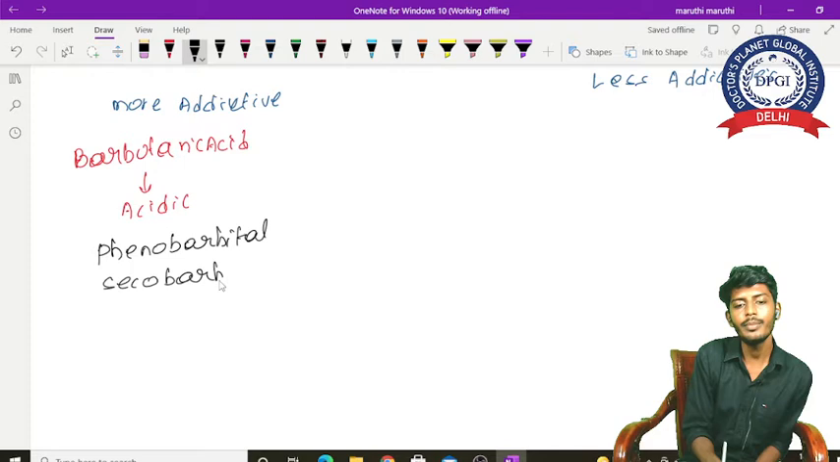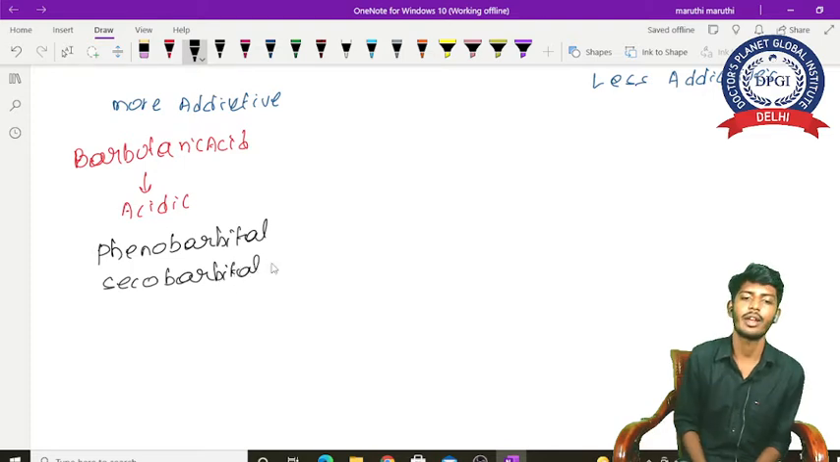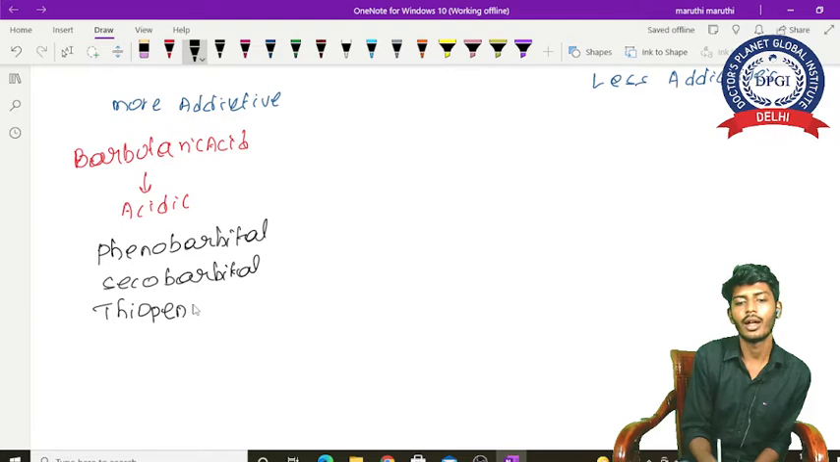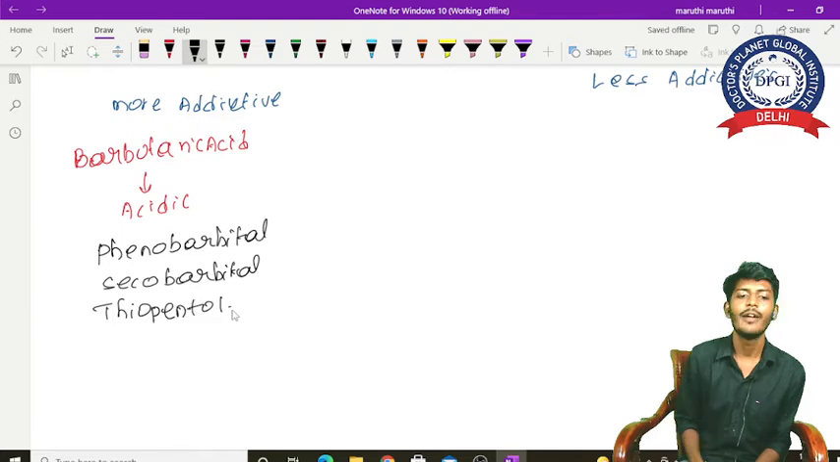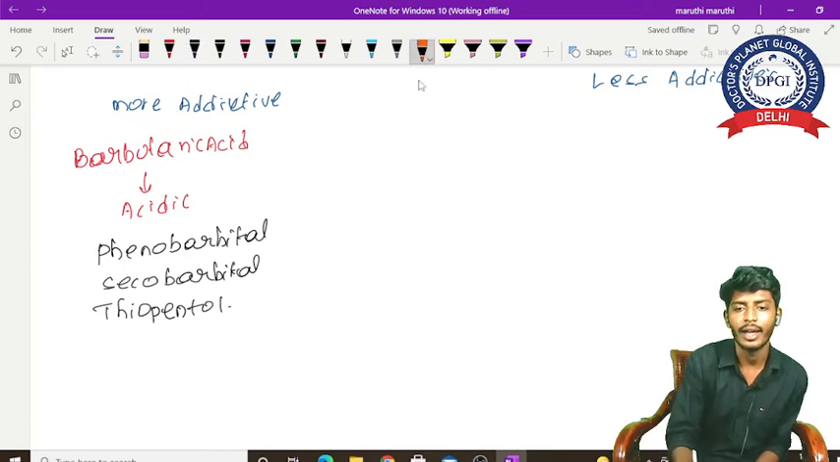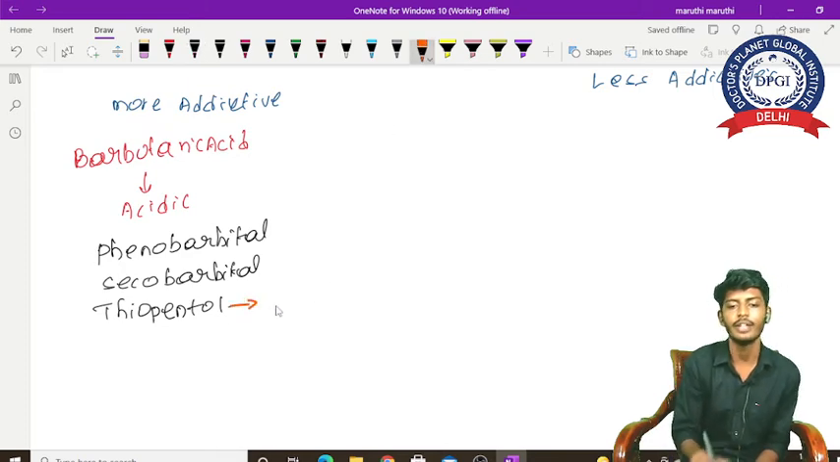Apart from secobarbital, from anesthesiology, if you can recall, we have an induction agent. The name of the induction agent is called thiopental. So these are the drugs which come under barbiturates. What is the use of thiopental? In anesthesia, it is used as an induction agent.